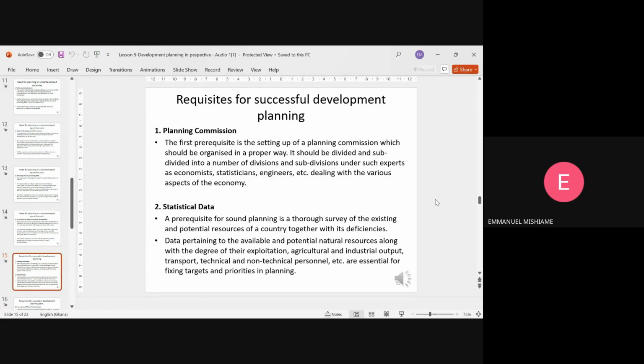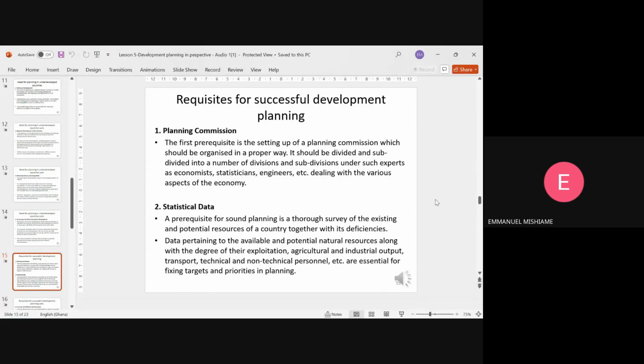So I hope you all know the body in charge of planning for Ghana. It is known as the National Development Planning Commission. Now, this commission is what oversees everything concerning planning in Ghana. So it's not just about the physical planning; economic planning is there, transportation planning, everything is taken care of.